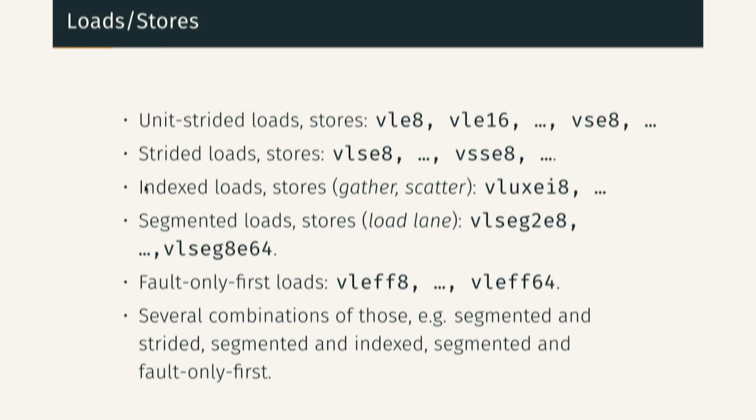Is it safe to say that the more complex ones on that last bullet are exceedingly more difficult to use? Very safe to say. So, I mean, not even fault-only-first loads are, as of yet, supported by the auto-vectorizer. There's work ongoing by Tamar et al. But right now, we cannot even emit them naturally from auto-vec. It's all done through unspecs.